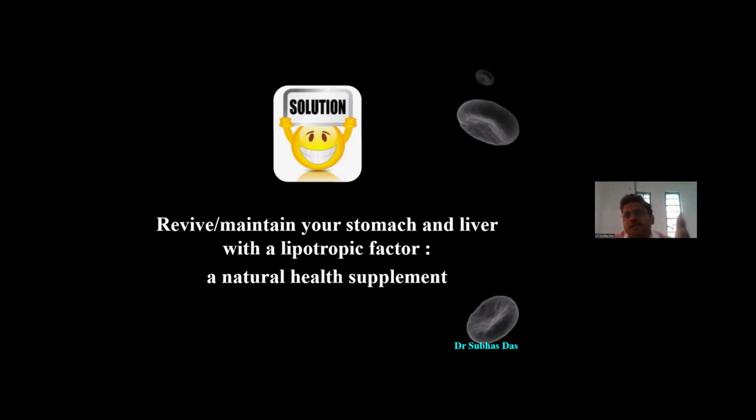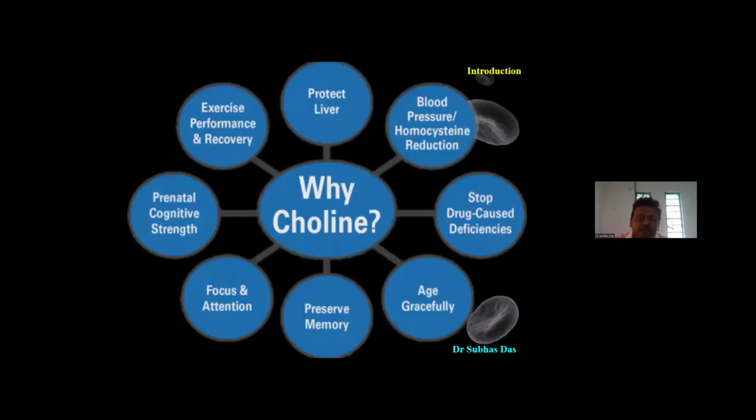So it is better to take different types of feed supplements, with little or no antibiotics or other medicines. Revive or maintain your stomach and liver with a lipotropic factor. A lipotropic factor is a compound that degrades the fat from the liver or the stomach. It's a natural health supplement. We can use choline here. Choline protects the liver, reduces blood pressure, reduces homocysteine, and stops drug-caused deficiencies. It generally reduces aging, and we get much smarter if we take choline.